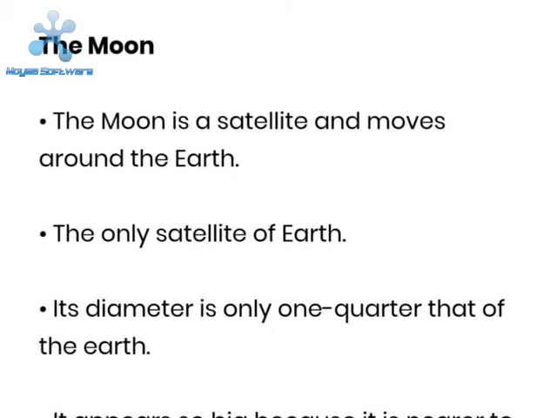Okay. So the main work of the moon is that it moves around the earth. Second point, the only satellite of the earth is the moon. Third point, its diameter is only 1/4 that of the earth. This means that the moon is just 1/4 the size of the earth.